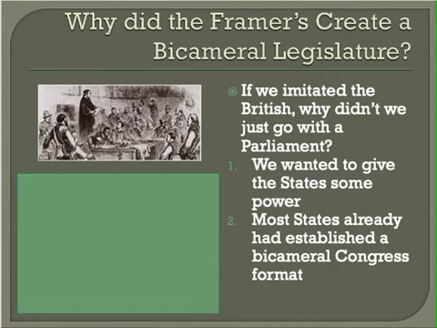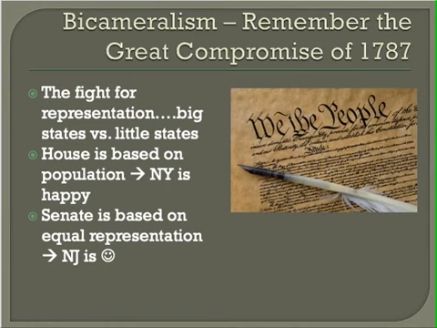the national government. So again, the bicameral concept came from the Great Compromise, the Connecticut Compromise. And they're fighting for that representation. This is the little states versus the big states. The House of Representatives, sometimes we'll just call it the House, is based off that population, makes New York, a bigger state, happy. And the Senate would be equal representation, 2 representatives. This makes smaller states like New Jersey happy.